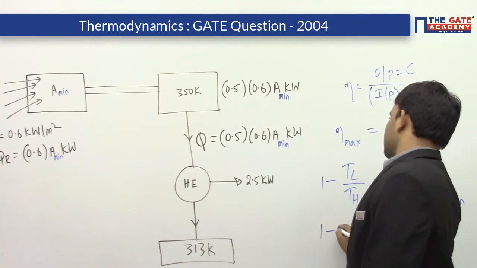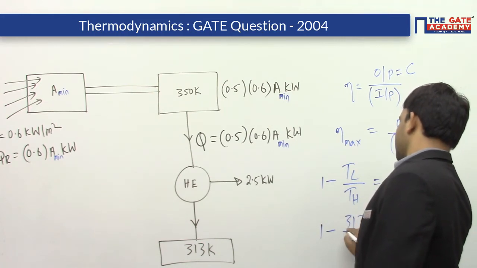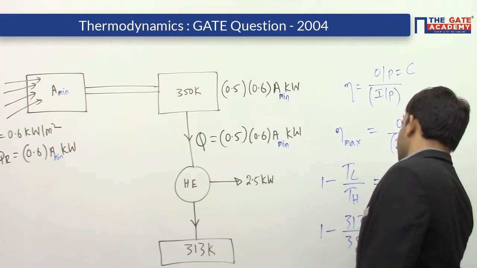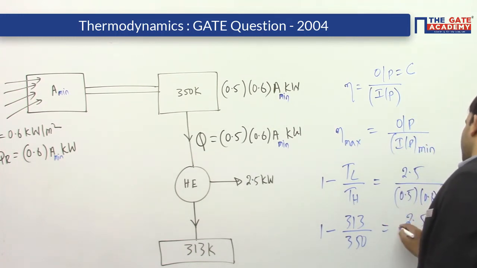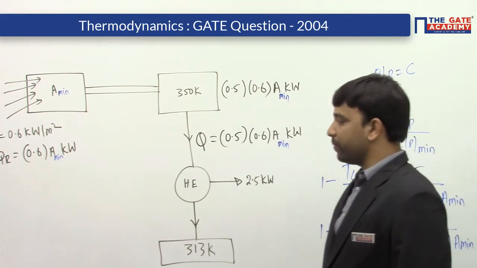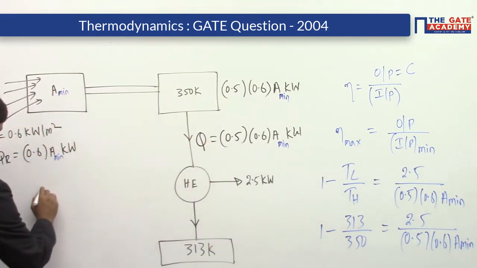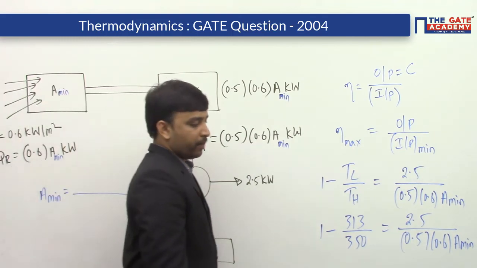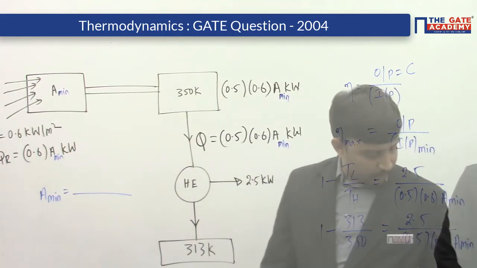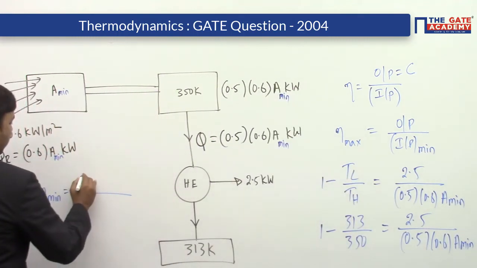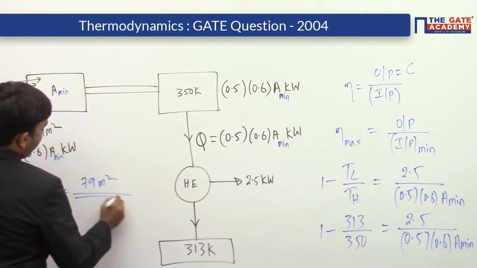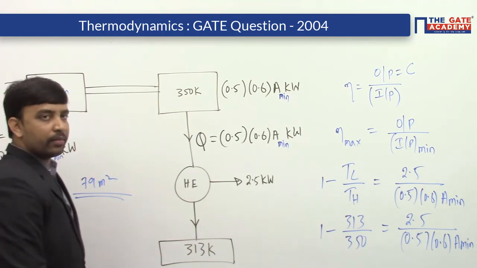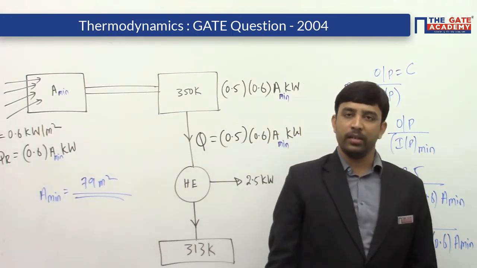So here I can write: 1 minus the lower absolute temperature for the heat engine, 313 Kelvin, divided by the higher absolute temperature, 350 Kelvin, equals 2.5 divided by 0.5 into 0.6 into A minimum. If you simplify this, you will get the minimum area of the solar collector required to produce 2.5 kilowatt of work, approximately 79 meters square. So this is the minimum area of the solar collector that is required.